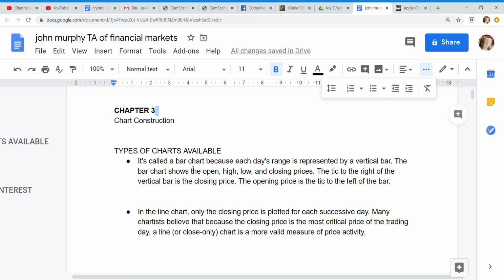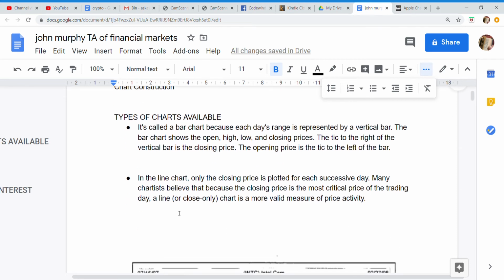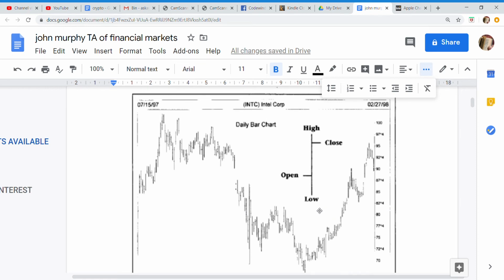In the line chart, only the closing price is plotted for each successive day. Many chartists believe that the closing price is the most critical price of a trading day, so a line chart is a more valid measure of the price activity. So this is open, close, high and low.